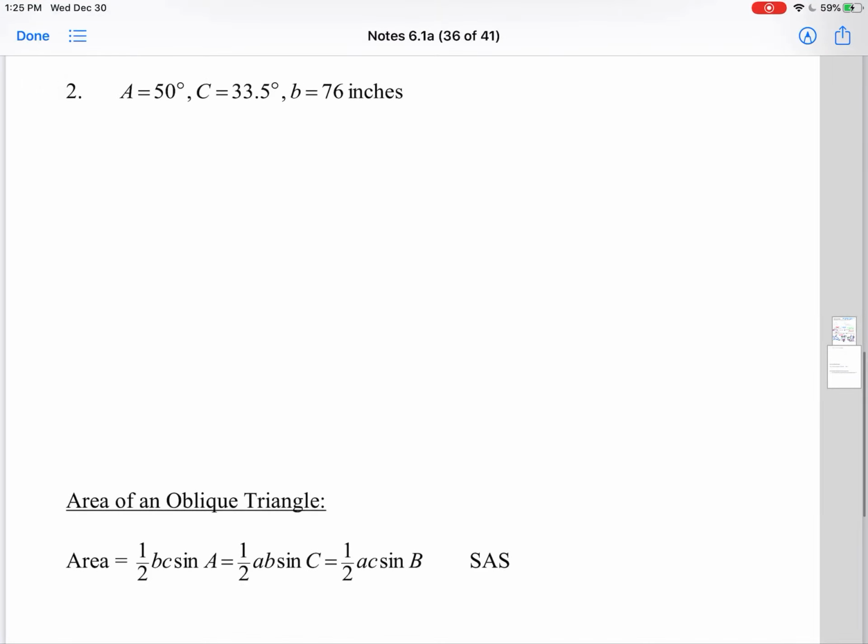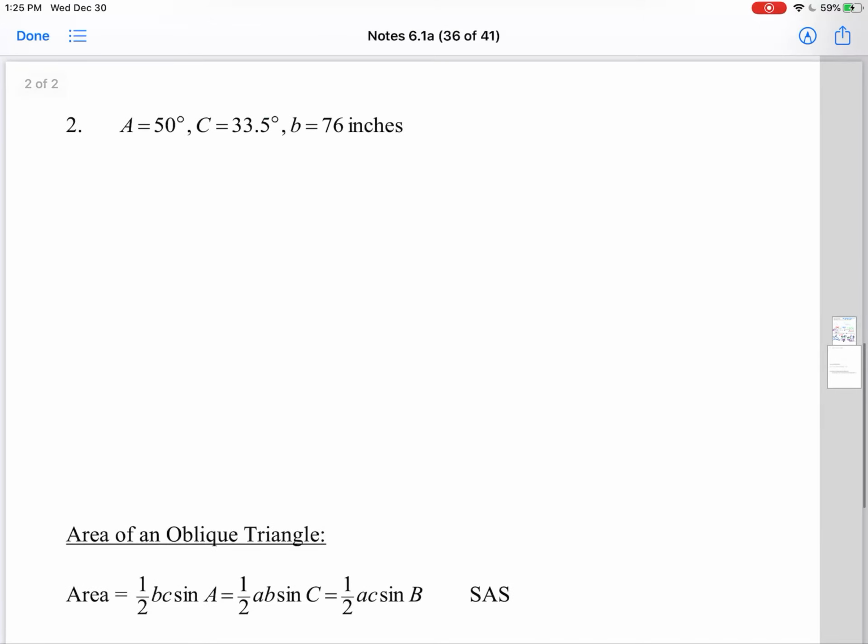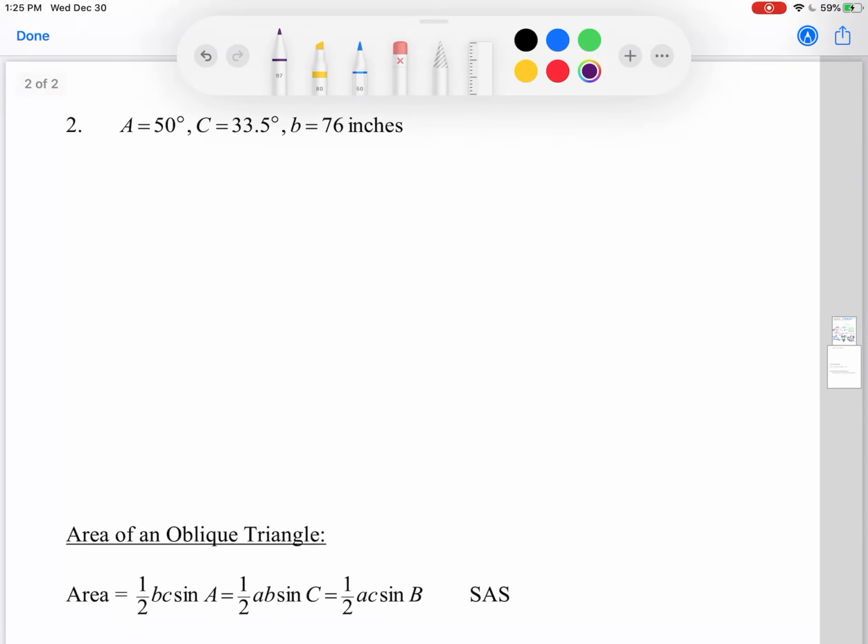If you guys want to pause this video and try it on your own, by all means, please do so. And then, of course, you can watch the video, see your answers, and see what you get. All right. Do not go into the area one. Just do question 2 on your own. If you want to pause, go ahead and do question 2.